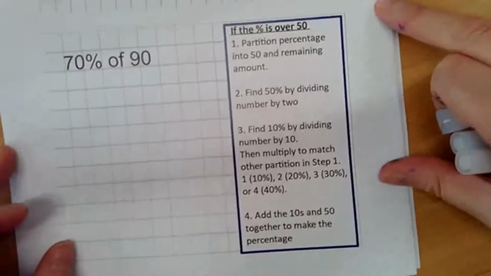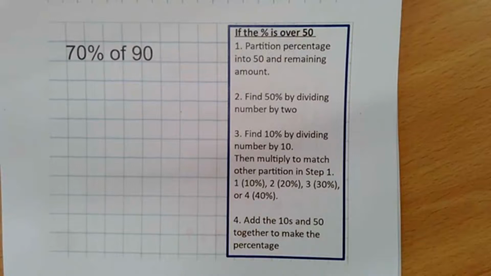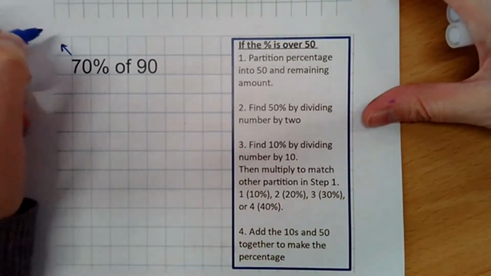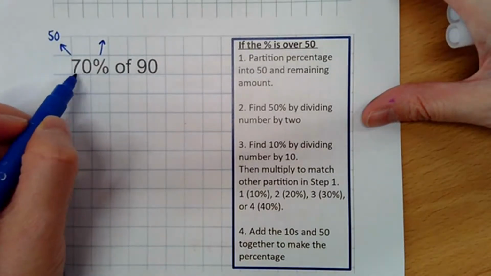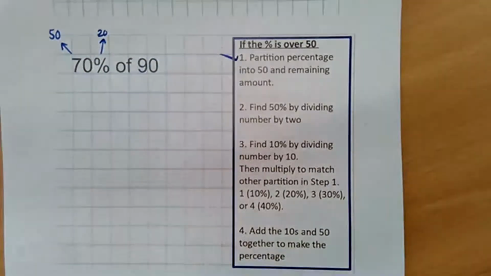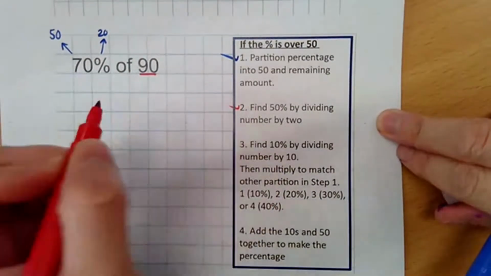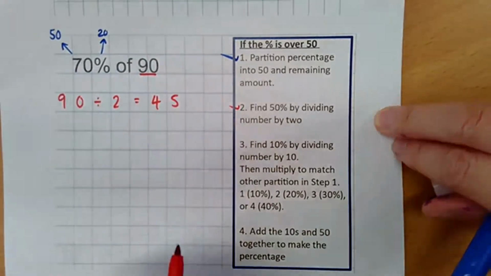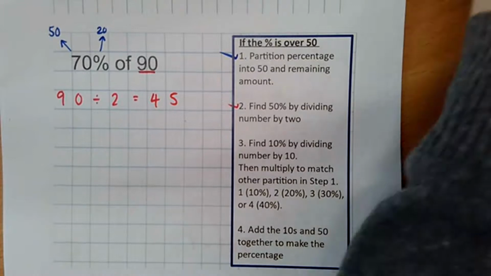Let's take a look at when we're trying to find a percentage that's greater than 50%. Okay, first of all, we're going to partition our percentage into 50 and then the remaining amount, which is, if I subtract 50 from 70, 70 take away 50 equals 20. Great. So remember, when we're finding 50% of a number, we just divide it by 2. So 90 divided by 2 equals 45. That's quite easy, although you can use bus stop method.